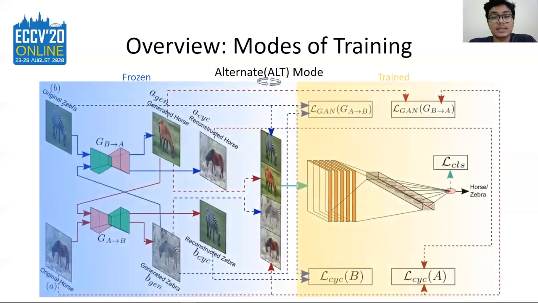The second one is the alternate mode. Here we train the CycleGAN system and the classifier system turn by turn in an alternate fashion, encouraging both the systems to learn from each other. For a given phase, the classifier is trained with the weights of the CycleGAN frozen, and in the next phase, the CycleGAN is trained keeping the weights of the classifier frozen.